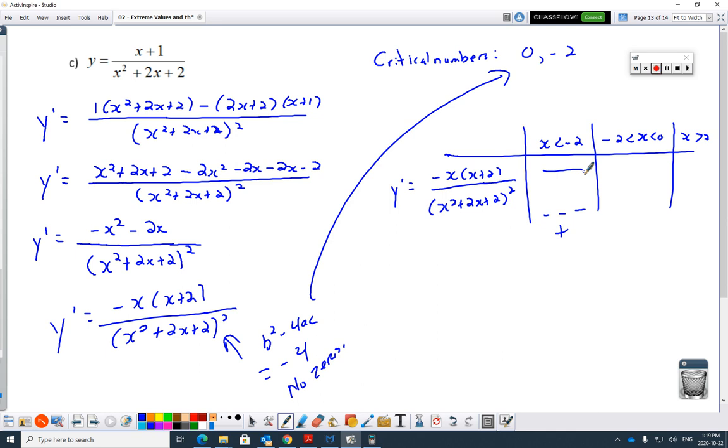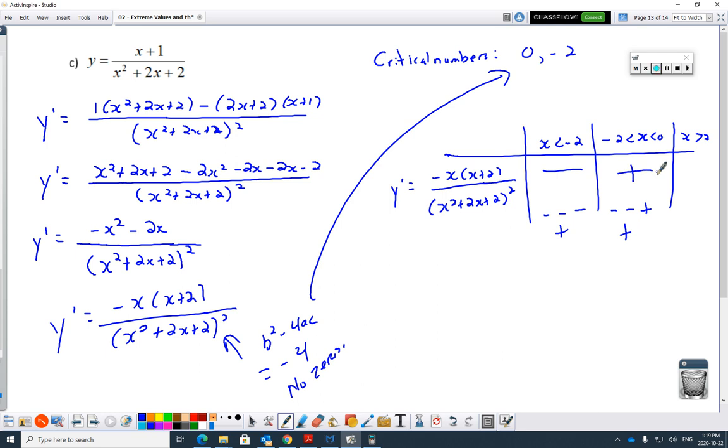Between -2 and 0, well, it's just easy to use -1, but I'm thinking of a number between -2 and 0. Negative's still going to be negative. X, well, I'm thinking of a number between -2 and 0. That's going to be negative. But when I add 2 to a number between -2 and 0, I'm going to get positive. The bottom's always positive because it's squared, and I get positive here.